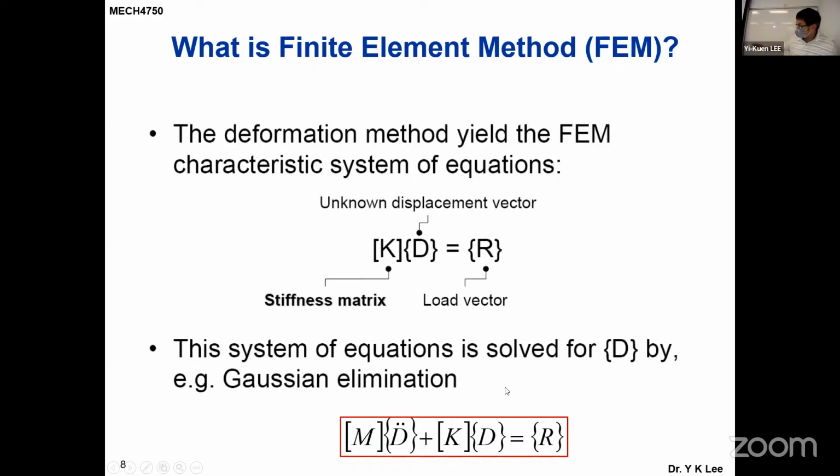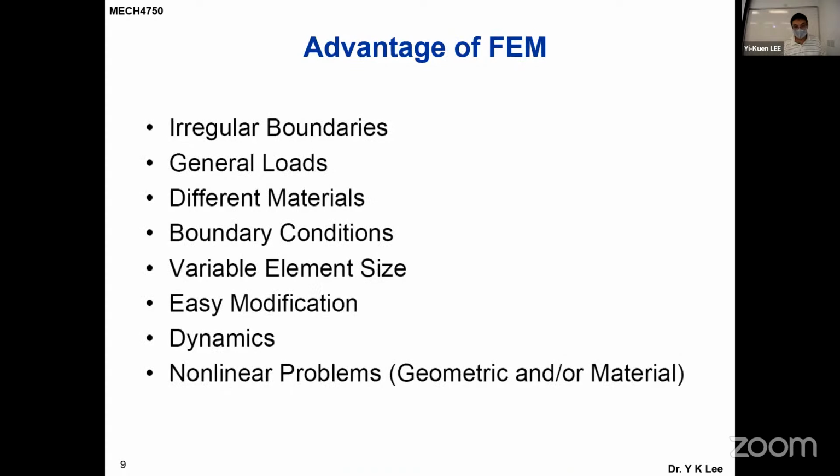Of course, if you consider a time-dependent model, then you also introduce your mass matrix here. So this is a very basic way of introducing it. And typically, why has this become so popular over many years since 1950? Because this method has a good advantage compared with the others.